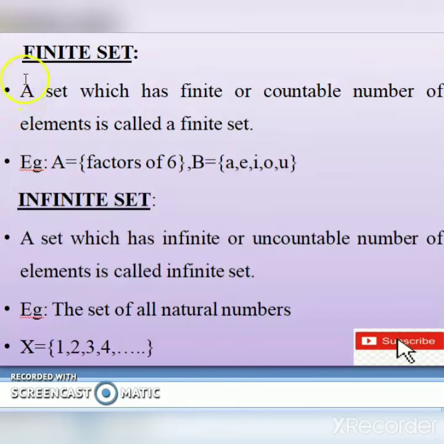Now the next one is finite set. What do you mean by finite set? A set which has a finite or countable number of elements is called a finite set. For example, when the elements end in any set, it is called a finite set. Okay, a singleton set is also a finite set.